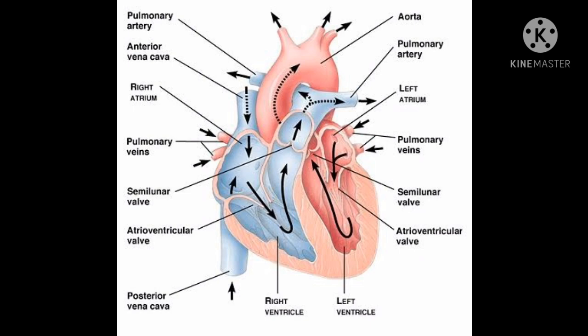Firstly, the deoxygenated blood is collected with the help of the superior and inferior vena cava, meaning from the upper and lower body parts. It is drained into the right atrium. Then that deoxygenated blood is drained into the right ventricle with the help of the tricuspid valve.